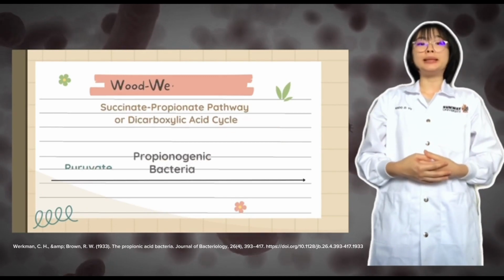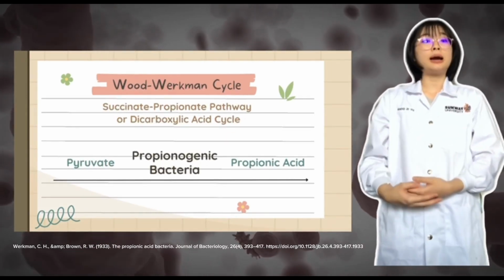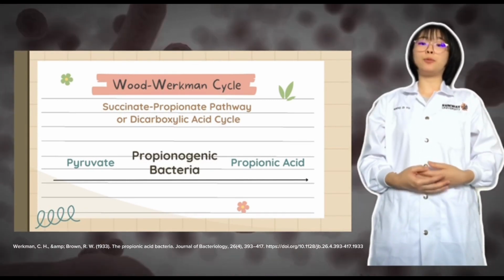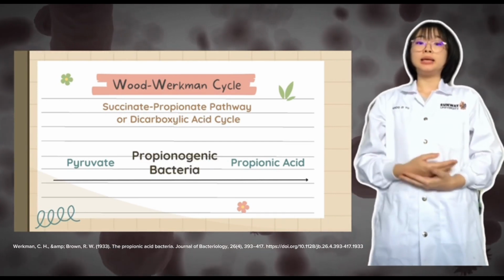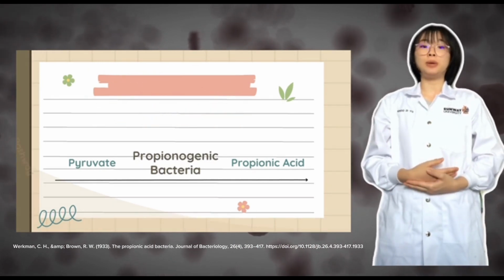The Wood-Werkman cycle, also known as the succinate-propionate pathway or the decarboxylic acid cycle, is the metabolic pathway utilized by propiogenic bacteria to convert pyruvate into propionic acid. This pathway consists of a series of enzymatic reactions occurring in three main stages.